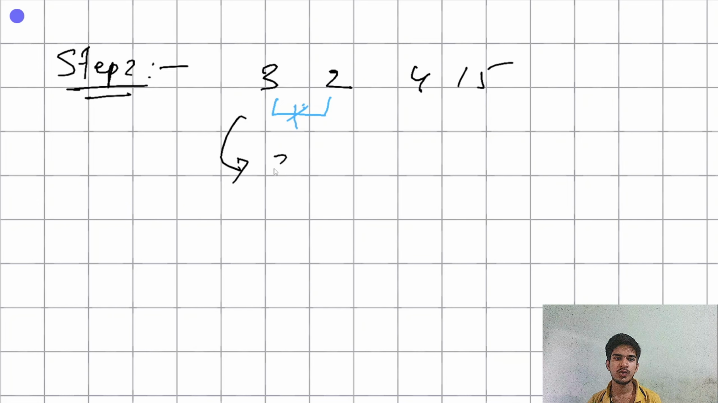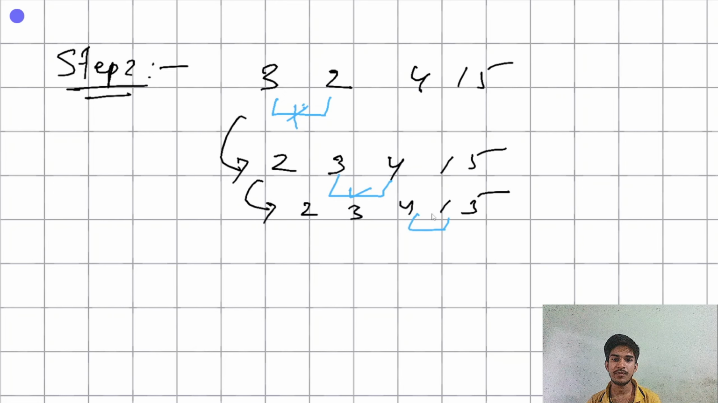So it will become 2, 3, 4, 1, and 5. Again, it will take these two elements. Is it correct? Yes, this is correct. Then these two elements: is it correct? No, it is not correct. So it will become 2, 3, 1, 4, and 5.